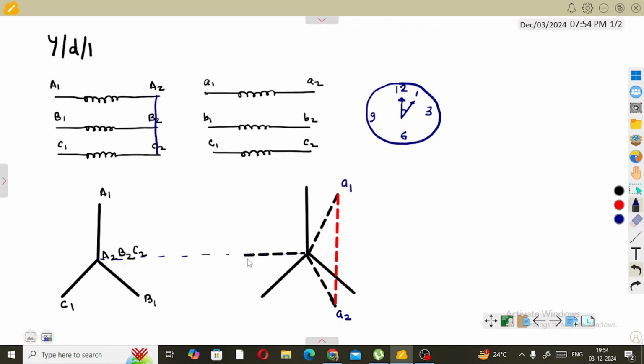Similarly, I will join this one, and this is identical to which line? This line. So again, we'll join this line with this one, and I will come here. This is B1, so I will name this one B1, and this is my B2. And this line will be identical to this one.